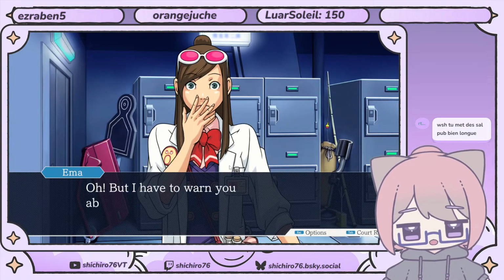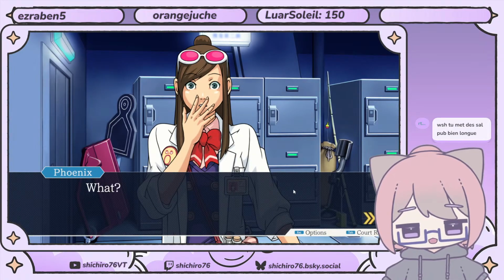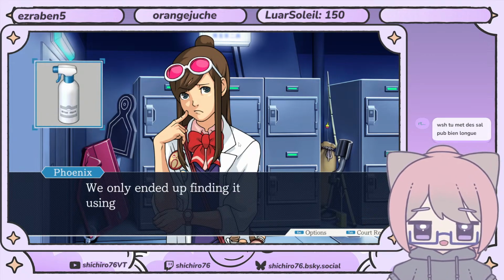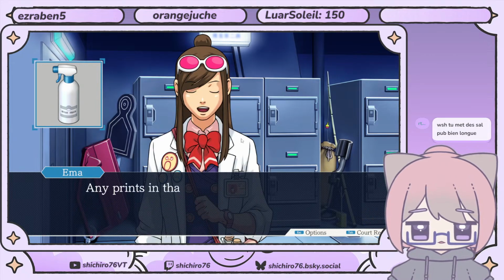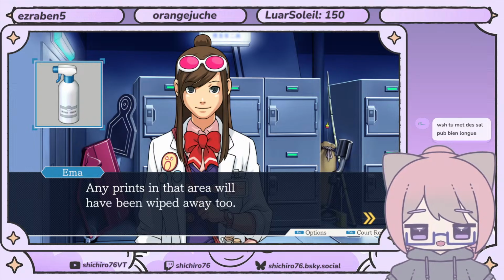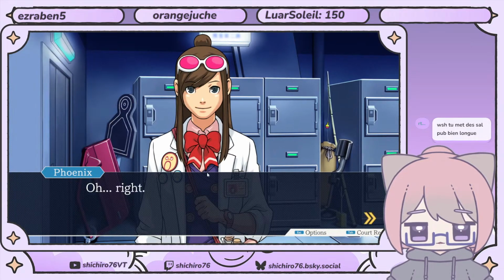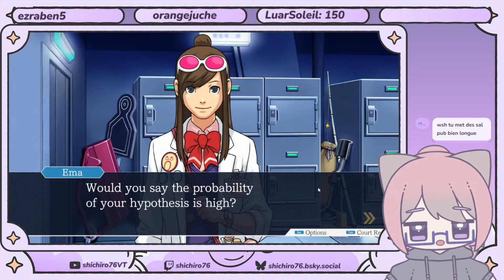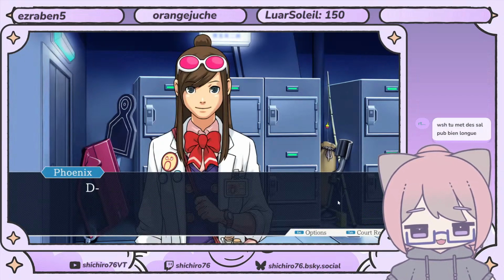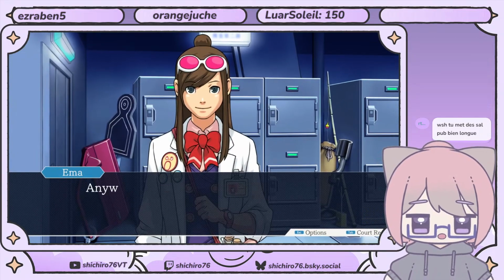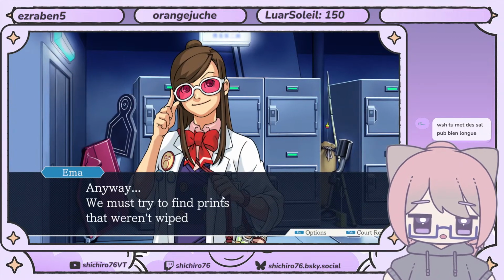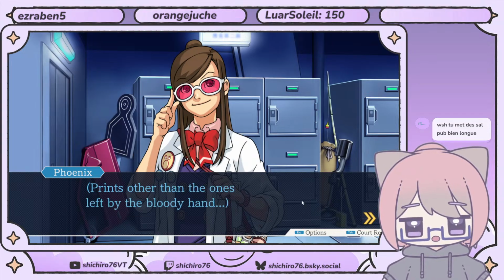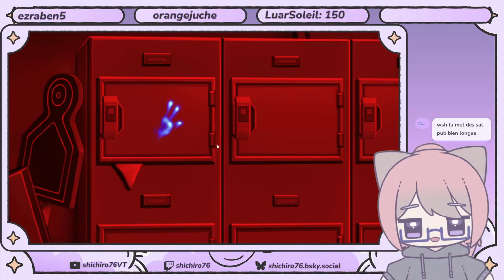That's the spirit. Oh, but I have to warn you about something first. What? The area with the blood was wiped away, right? We only ended up finding it using chemical means. Any prints in that area will have been wiped away too. Oh, right. So that means no prints. Would you say that the probability of your hypothesis is high? Don't ask me. Anyway, we must try to find prints that weren't wiped away. Prints other than the ones left by the bloody hand.